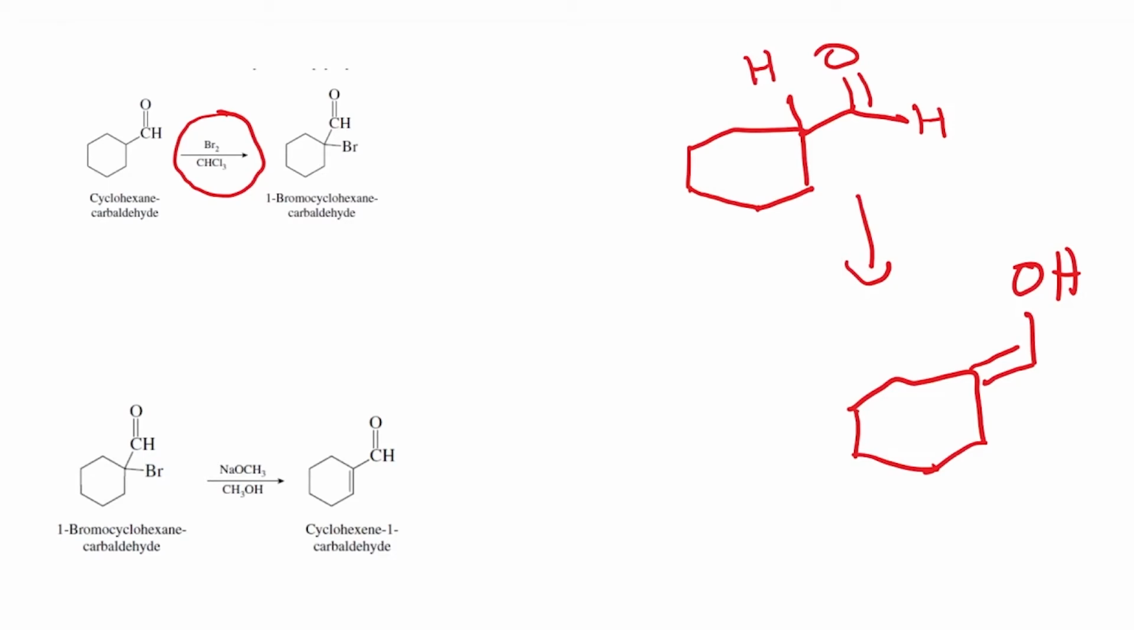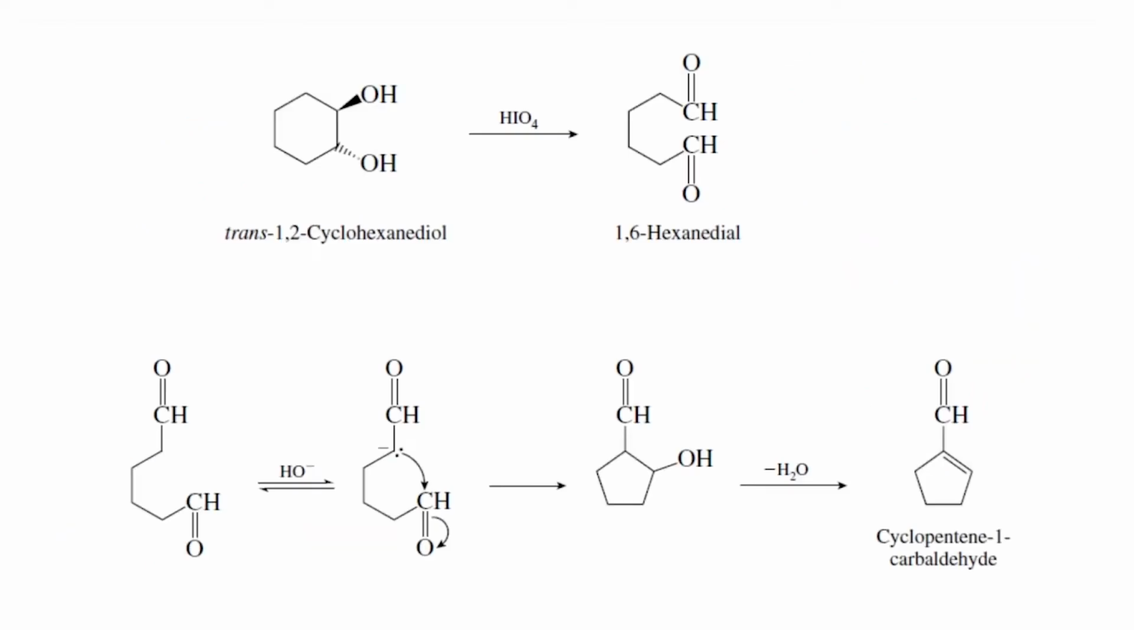And so the mechanism here would be an E2 type mechanism, where you have the alpha hydrogen being pulled out by the base, and in the same step, the loss of bromide. Now let's move to the next question.